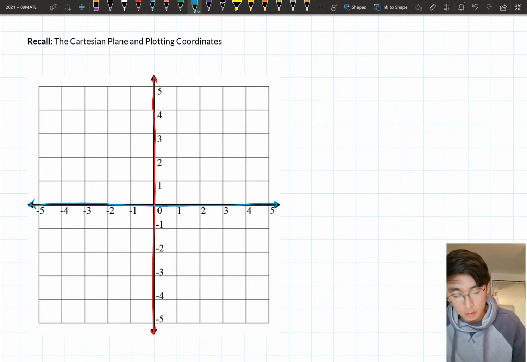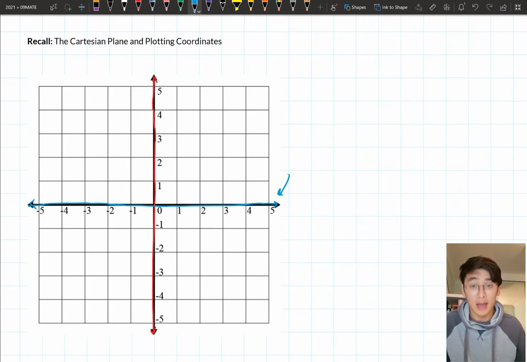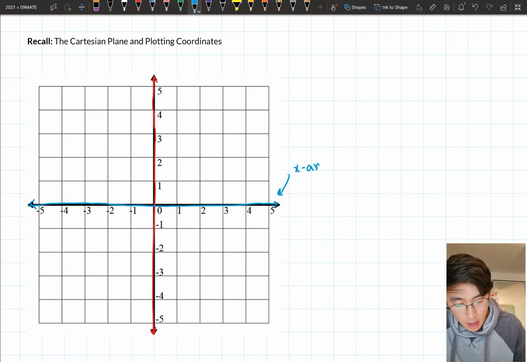This horizontal line is called our x-axis. Our x-axis is our horizontal axis. Horizontal. I can't spell half the time.